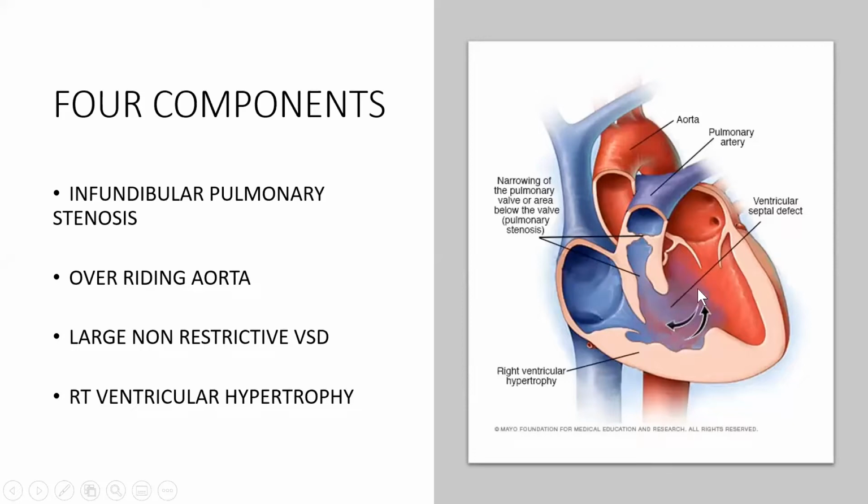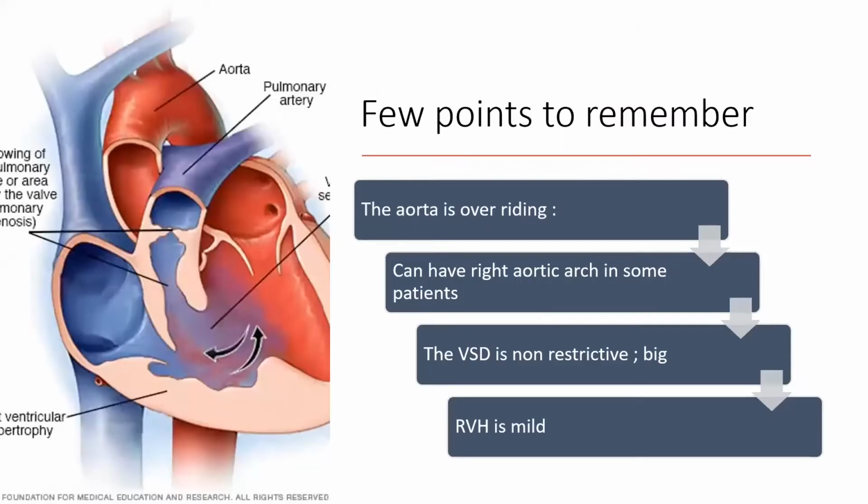There's a right ventricle, left ventricle. There's a VSD with almost a non-existent septum. And there is a right ventricular hypertrophy, secondary to the presence of this narrowing of the pulmonary artery. So these are the 4 components: the infundibular pulmonary stenosis, the overriding of the aorta, the large non-restrictive VSD, and the right ventricular hypertrophy. This we all know right from undergraduate days.